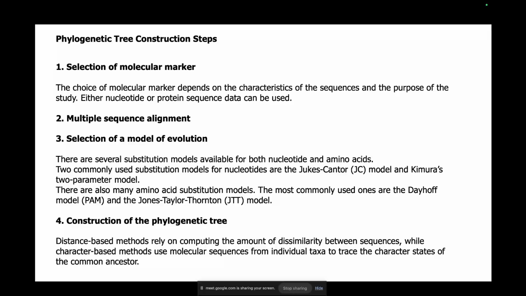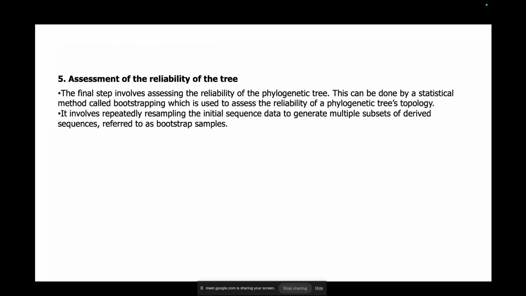So these distance-based methods rely on computing the amount of dissimilarity between sequences, which we do using multiple sequence alignment or pairwise sequence alignment with a particular scoring matrix, while character-based methods use molecular sequences from individual taxa to trace the character states of the common ancestor. But in our case, we'll just use sequence alignment and we'll use the score as a proxy for divergence of two proteins, right? And finally, this is important: you assess the reliability of the tree.